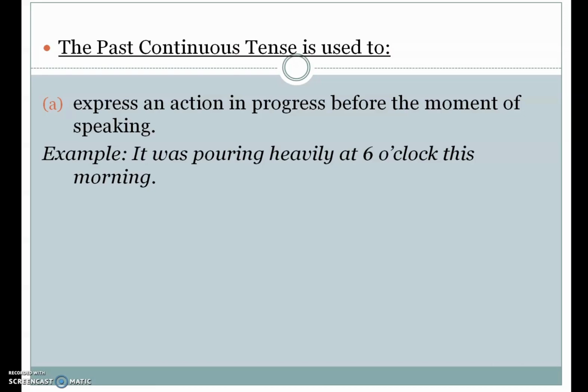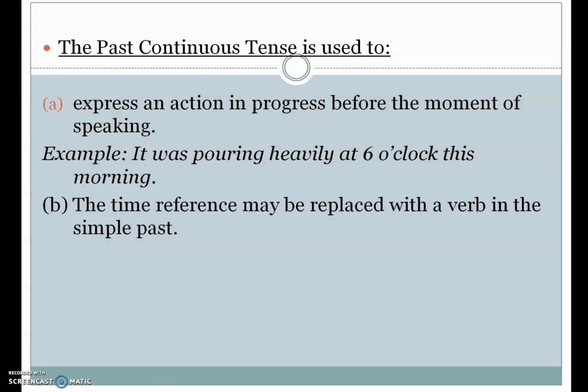So suppose you went to the office today and you say, it was pouring heavily at 6 o'clock this morning. That means the action of pouring, that means raining, had already started, right? And when it started raining at 6 o'clock, it did not stop exactly at 6 o'clock. It continued, right? Thus, continuous. The action started before the moment of speaking, and it continued for a period of time.